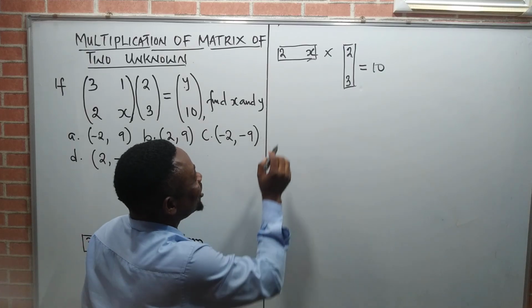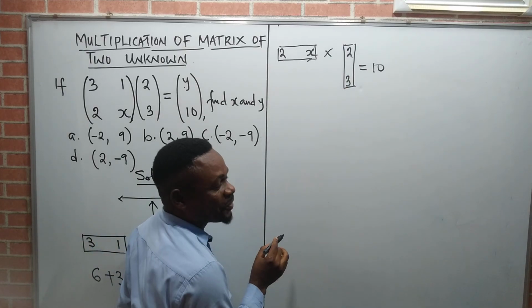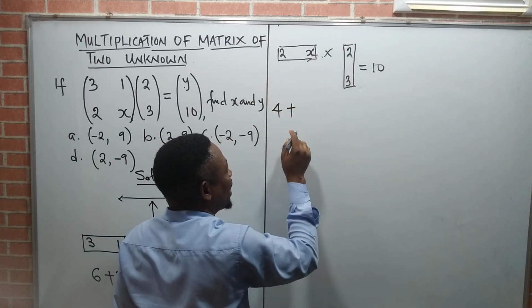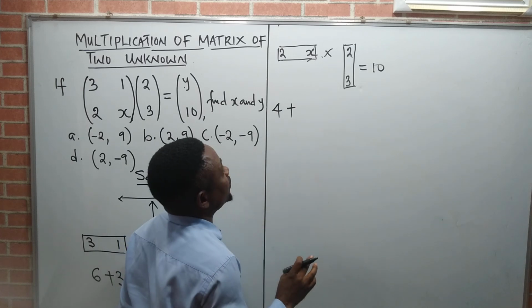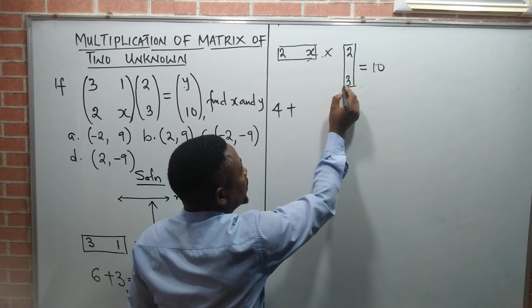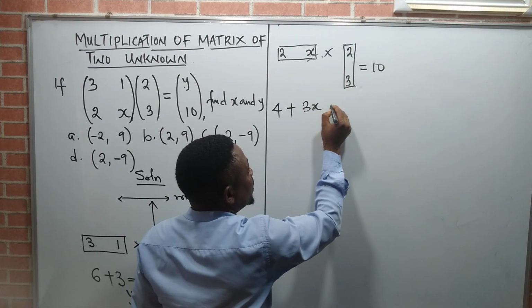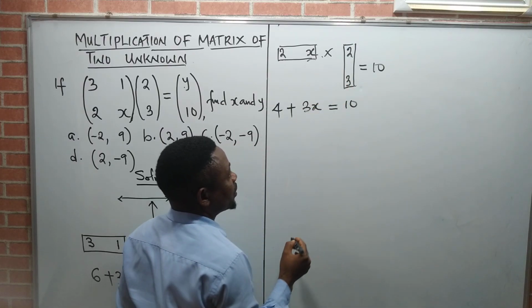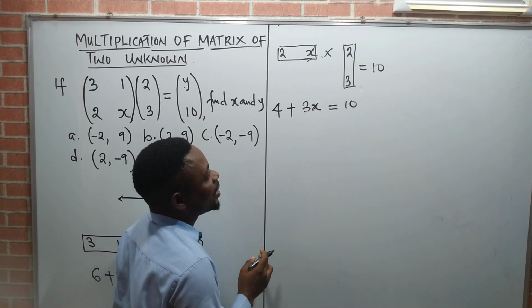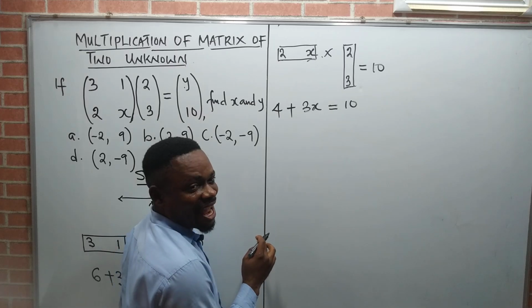So can we solve it now? I want you to watch. The first one will multiply with the first one, which is 2 times 2, which will give me 4. Then we add. This addition is always constant. Then the second one will multiply with the second one, which is x times 3, which will give me 3x. Everything should be equal to 10. So what is my target now? It is to make x the subject of the formula. I'll do what we call collection of like terms.